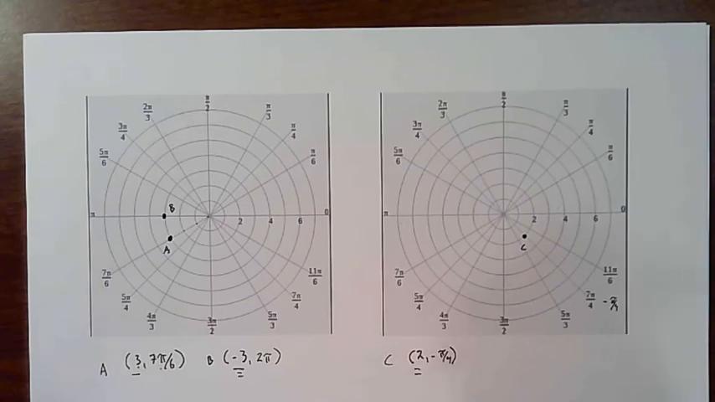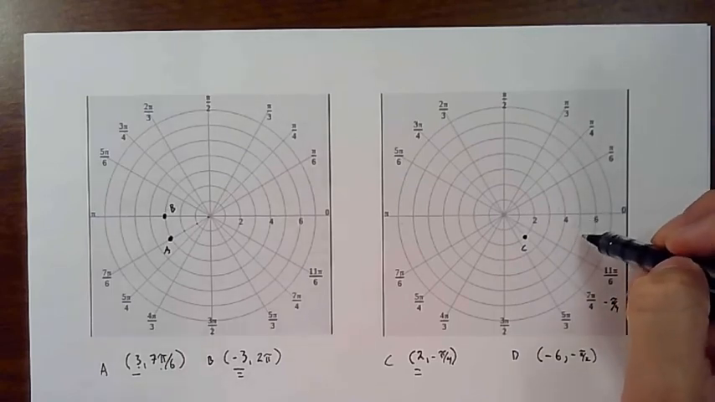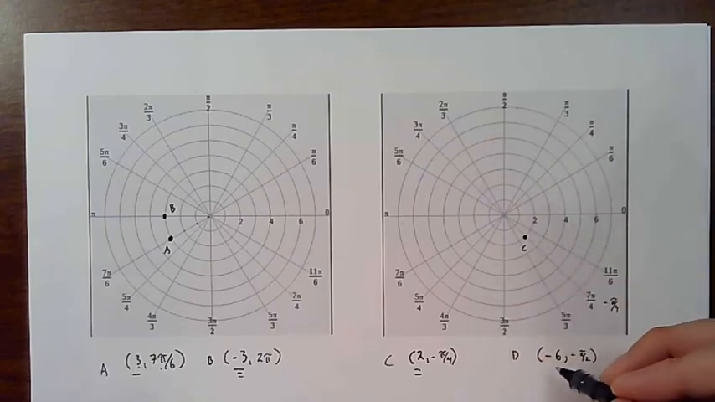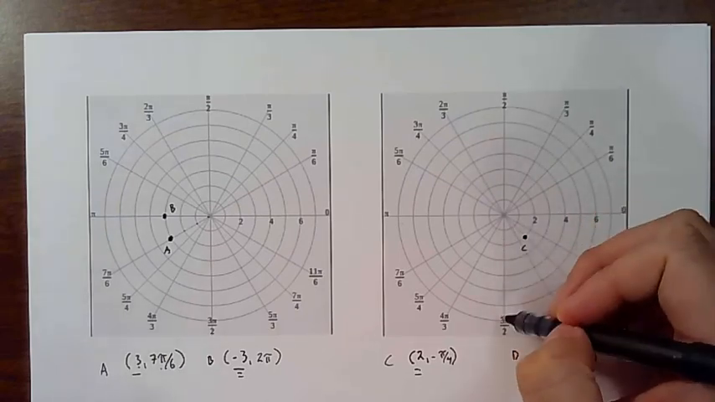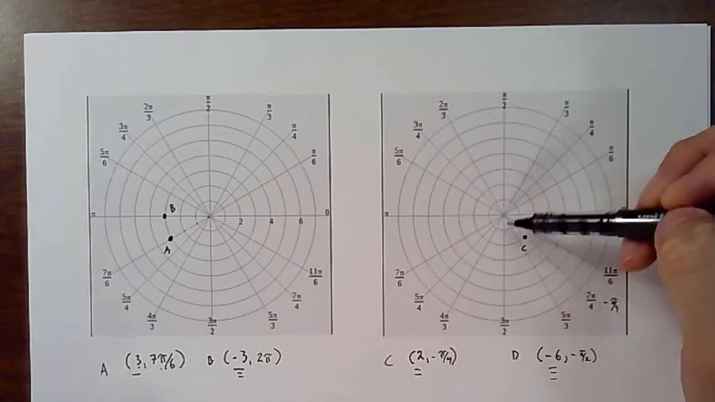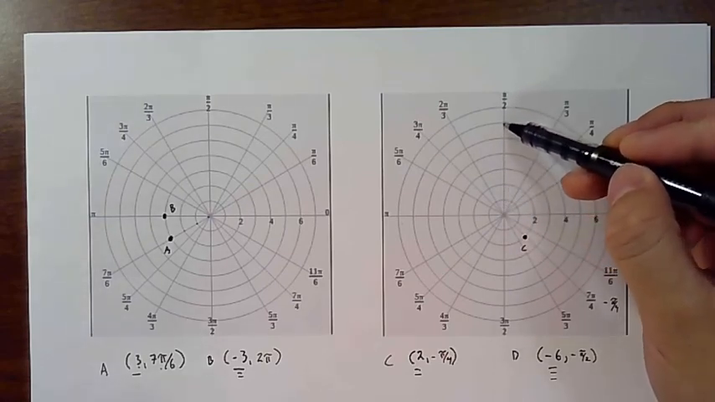All right, we got one more here. So we had positive, positive, negative, positive, positive, negative. We'll go with a fourth point where we have both negative. Okay, so negative pi over 2, you go this way, right? Instead of going up pi over 2, you go down pi over 2. But because the r is negative, you don't point this direction, you point the opposite direction. So instead of going 6 out this way, we go 6 out this way. So we go 1, 2, 3, 4, 5, 6.